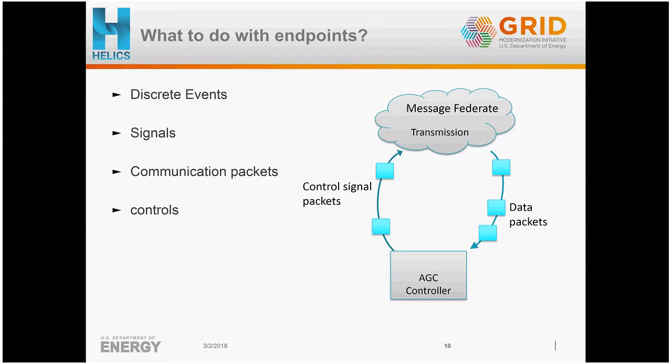So what do you do with endpoints? The intent here is to use these as the discrete event part of HELICS. This is for communication events, signals, triggers, basically anything you can think of that exists as a one-time data block and not a persistent value. So in this case, we're sending messages from a transmission level simulator to an AGC controller. So data packets get sent to the AGC controller. These could be subscribed from value messages or directly sent as some sort of data format. And then control packets are sent back to the transmission simulator to figure out what it needs to do at a particular time.